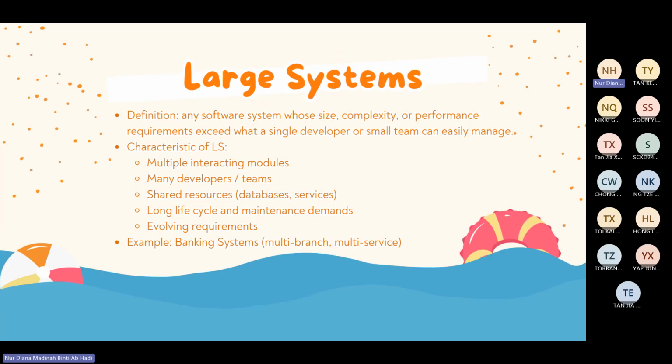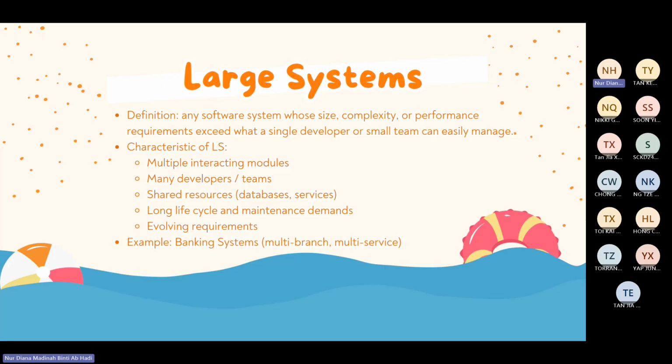Do you know what a large system is? A large system is a software system whose size, complexity, or performance requirements exceed what a current small system does. A small system is easy to manage, but a large system is hard to manage, so you need to use a lot of reusable elements. Large systems usually evolve over time, so we use OOP to divide the modules into a few parts so that it is manageable, has reusable components, and is easy for debugging also.